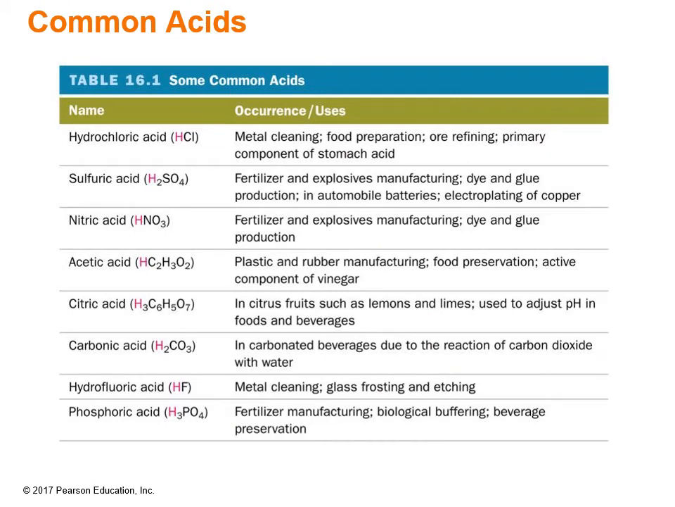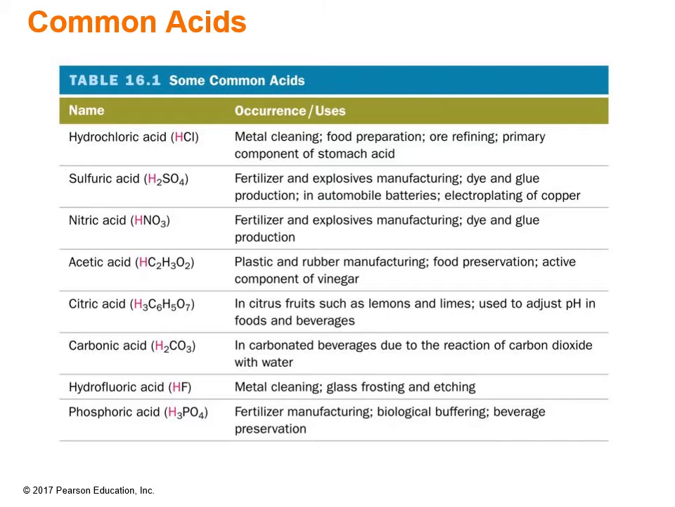So here's a list of some common acids and where we use them. Hydrochloric acid is the stomach acid that helps to break down food. We use it for lots of things like cleaning and also digesting our food. Sulfuric acid can be used in fertilizers and explosives. This is also the acid in the car batteries that you use as an electrolyte. And nitric acid gets used in lots of places like fertilizer and explosives as well.